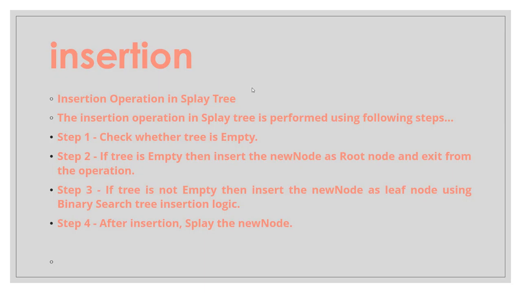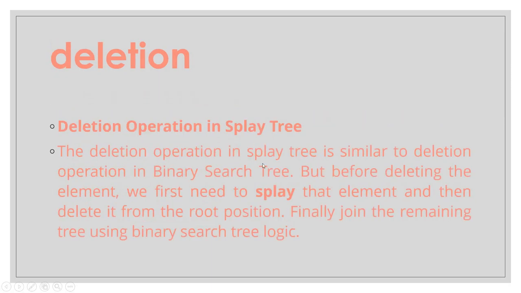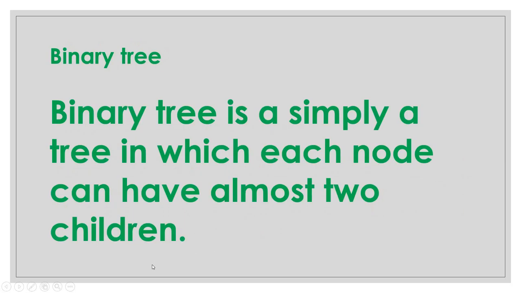Now come to insertion. Insertion operation in a Splay tree is performed as follows: check whether the tree is empty. If the tree is empty, then insert the new node as a root node and exit. If it is not empty, then insert the new node as a leaf node using binary search tree insertion logic. Then after insertion, splay the new node. Then deletion. The deletion operation in a Splay tree is similar to deletion in a binary search tree. But before deleting the element, we first need to splay that element and then delete it from the root position. Finally, join the remaining tree using binary search tree logic.